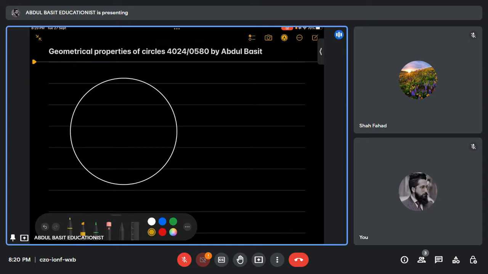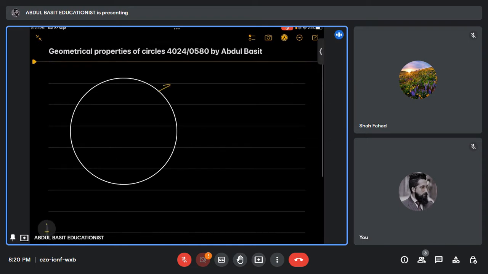For example, the boundary of the circle is known as the circumference of the circle. The circumference of the circle, meaning the boundary, is equal to 2 pi r. That's the formula. The area of the circle is equal to pi r squared.